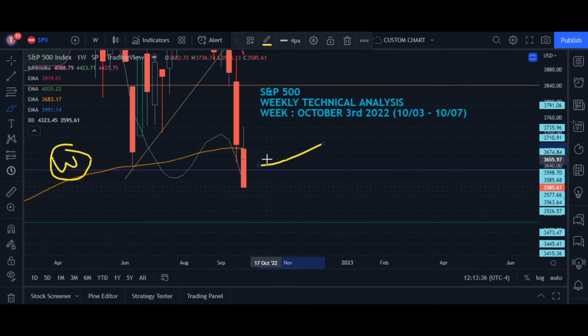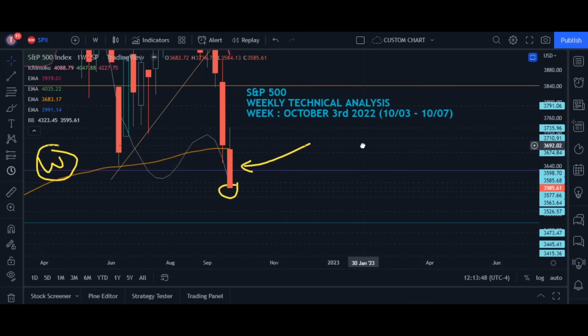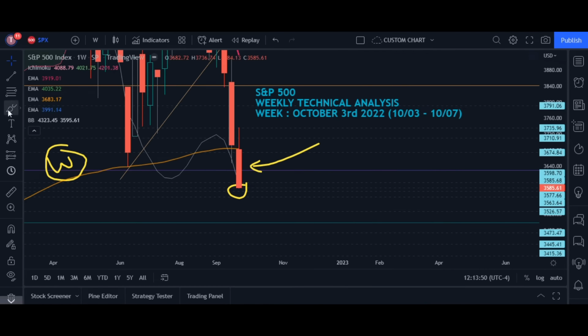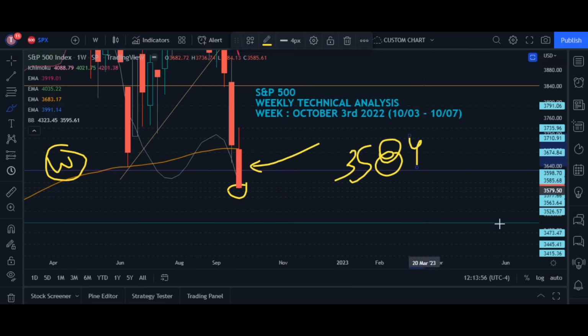Anyways, now this is a heavy bearish candle, a heavy red candle. So what does it mean? If you see the closing, the low of the candle was at 3584, and the closing was at 3585. This means that the closing was almost the low.